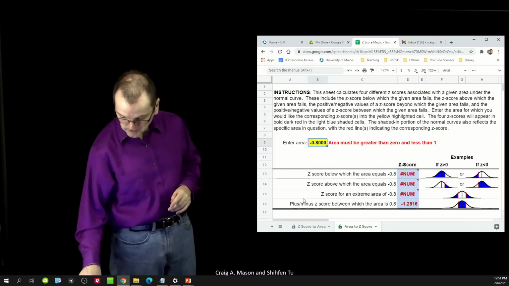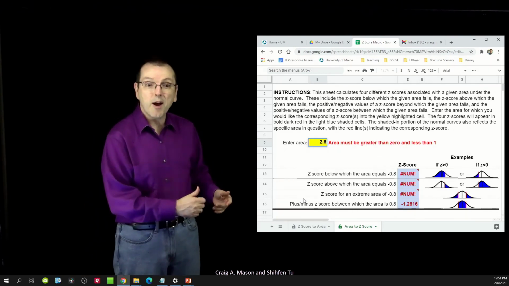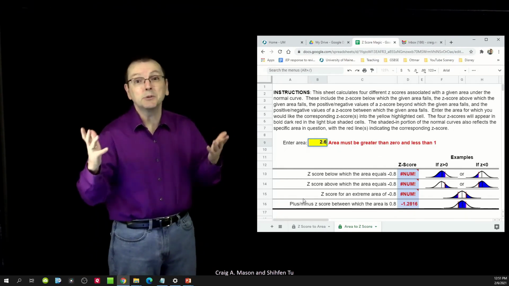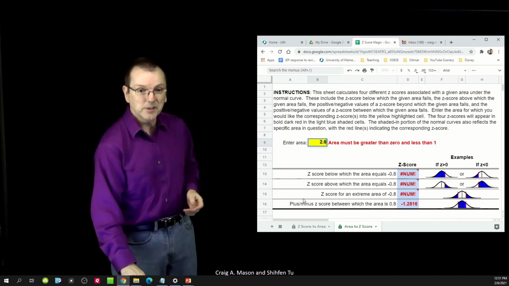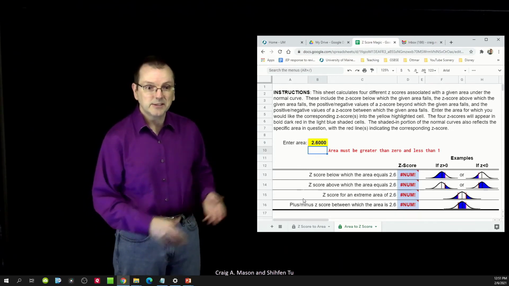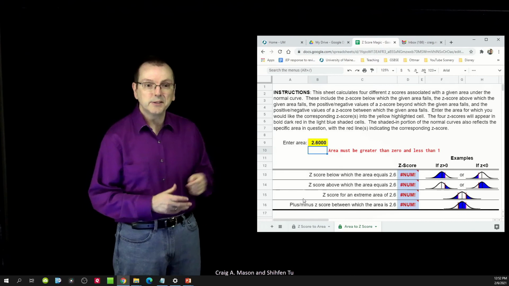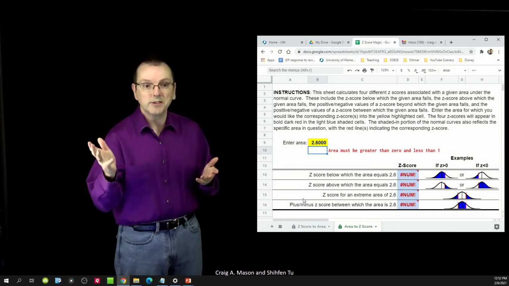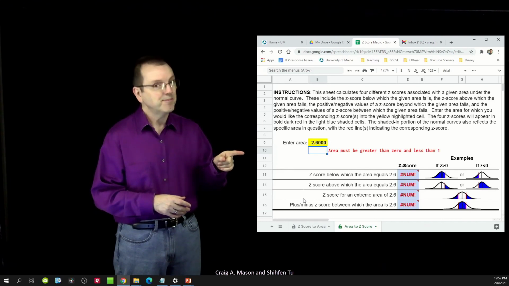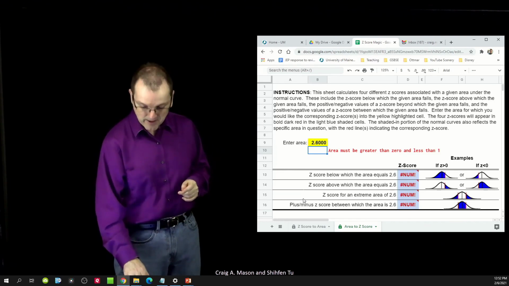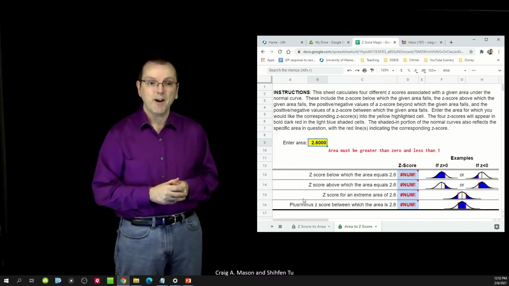And then if I do something like 2.6, I pull up the wrong tab, and maybe 2.6 was my z-score, and I've gone to the wrong tab. Now it says again, things didn't work, and in red it's pointing out the area must be greater than 0 and less than 1. So it's again giving me an error. So if you see that error, you've done something wrong, right? Okay, so that's z-score magic, all right?